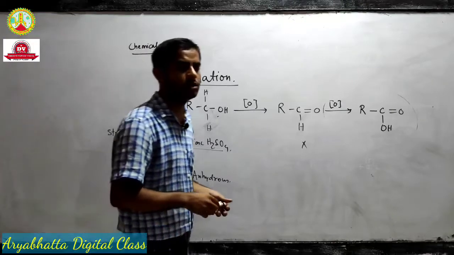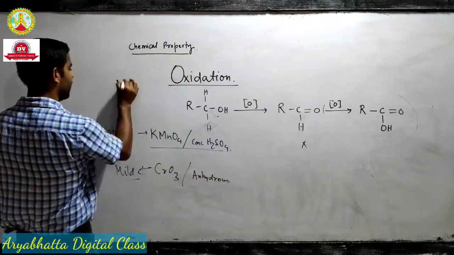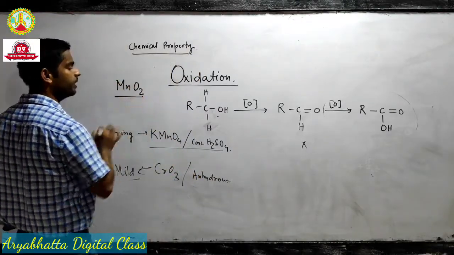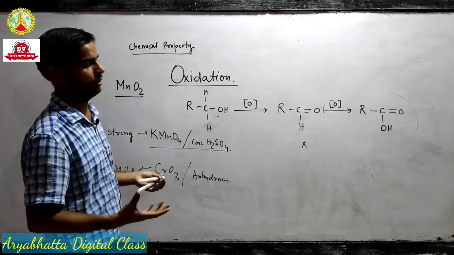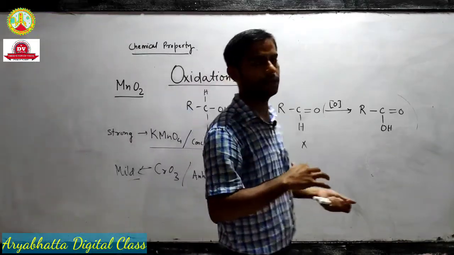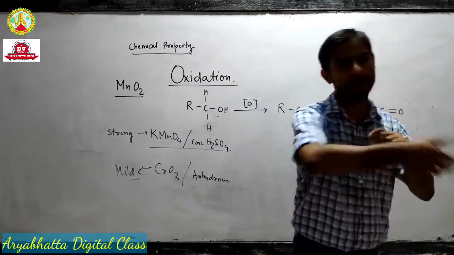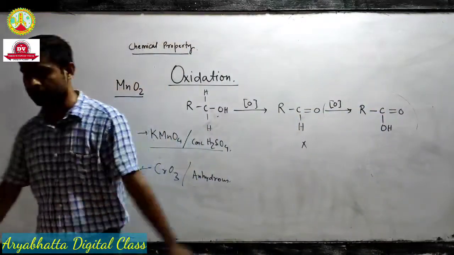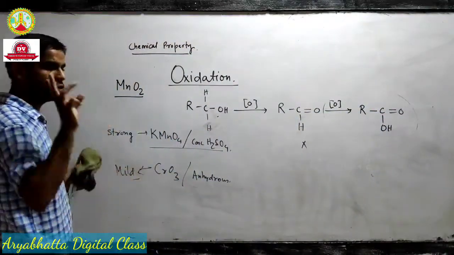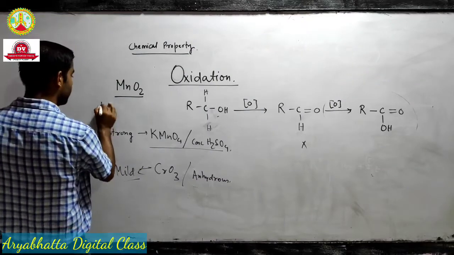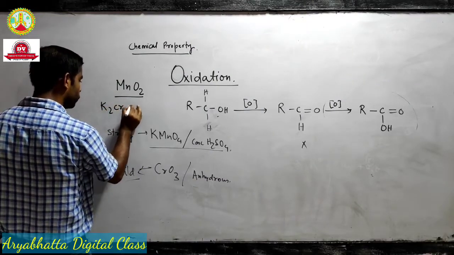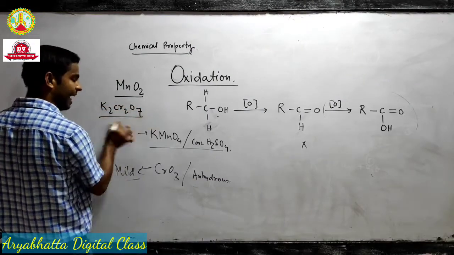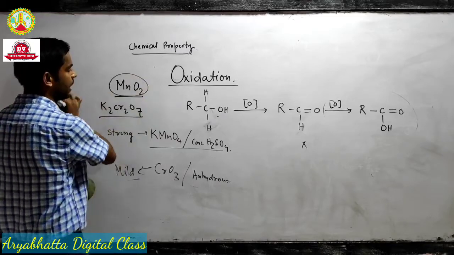Also comment about MnO2, whether it is an oxidizing agent or not, and if it is an oxidizing agent, whether it is a strong oxidizing agent or a weak or mild oxidizing agent. So you have to comment on two things. You have to comment on K2Cr2O7, that means potassium dichromate, and manganese oxide.